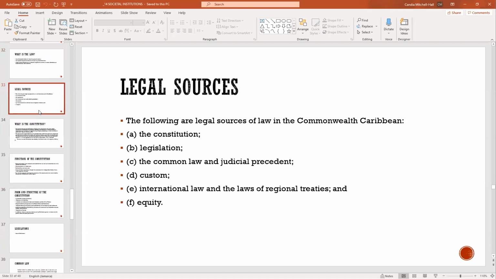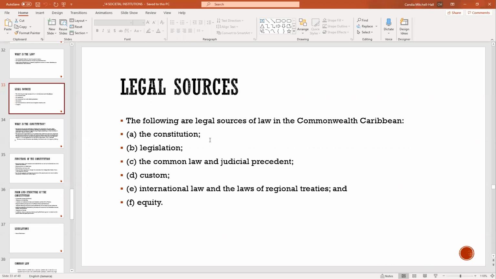Now, in the Caribbean and more so the Commonwealth Caribbean, there are several different types of legal sources in which rules are passed, right? So we have the Constitution, which is one. We have legislation. So these are things that are passed in the parliament of the country. You have the common law or judicial precedent, custom, international law, or regional law. So when our government signs treaties, they also reinforce how we behave in a particular society. When we sign treaties with international territories, it also becomes law. The same thing, another source of law for the Caribbean is equity.